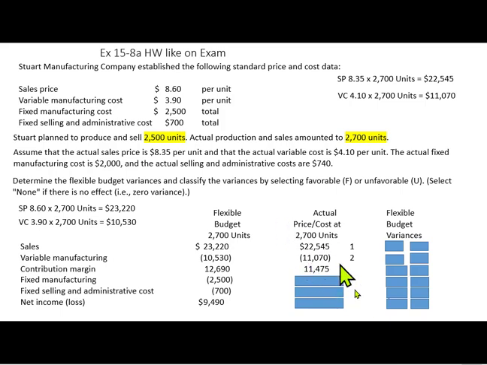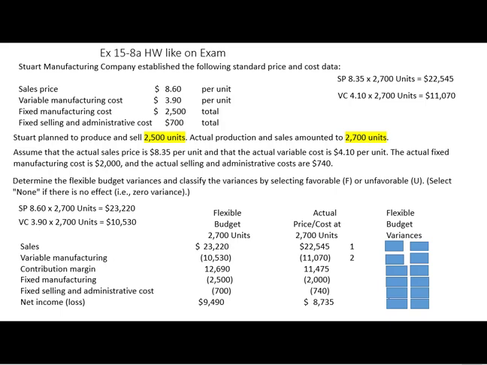Fixed manufacturing overhead will be $2,000, and that's based on the actual fixed manufacturing overhead of $2,000, right? And our fixed selling and administrative cost was $740, and again, that's based on the actual amount we spent. And so this set of numbers comes out with a net income of $8,735.